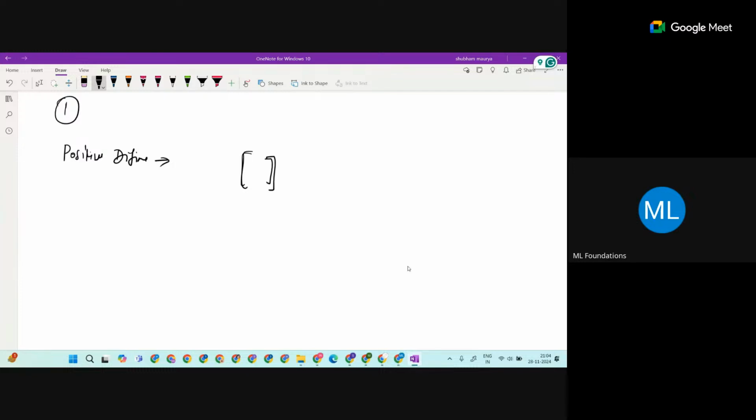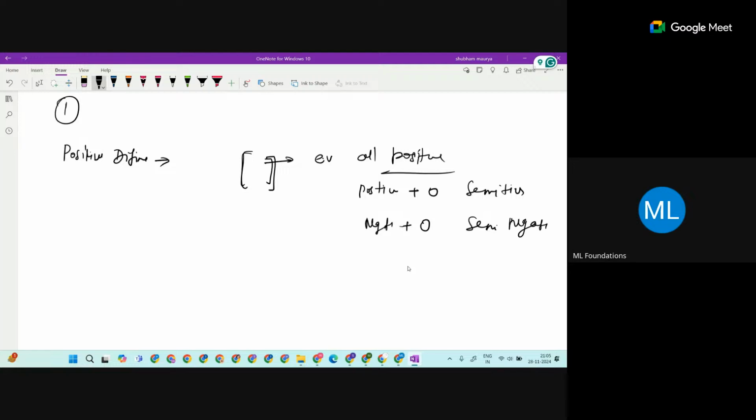So for positive definiteness also, just calculate the eigenvalues. If all are positive, then it is positive definite. If some are positive and there is also a 0, it is positive semi-definite. Negative plus 0 is negative semi-definite. If all are negative, then it is negative definite. That's all for positive definiteness and negative definiteness.